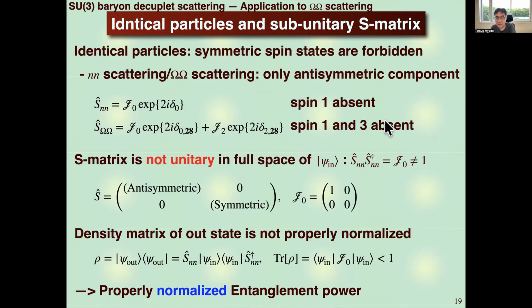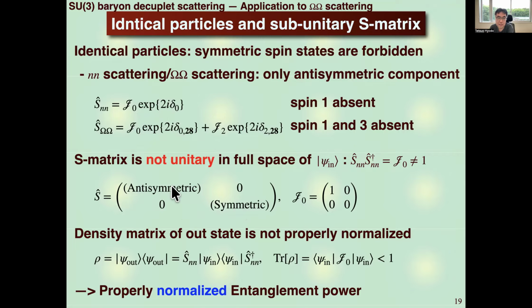Actually, in this system, this is not the identity, because the identity is given by the spin 0 plus spin 1 projection. Okay, so it reduces some space. The essence is schematically expressed in this form. Because the antisymmetric and the symmetric components are decoupled in the structure of the S matrix, this is a block diagonal structure. So the antisymmetric, namely spin 0 component, and the spin 1 symmetric component of the two neutron scattering are decoupled. In the proton-neutron scattering case, we have both components that have some influence on the entanglement power.